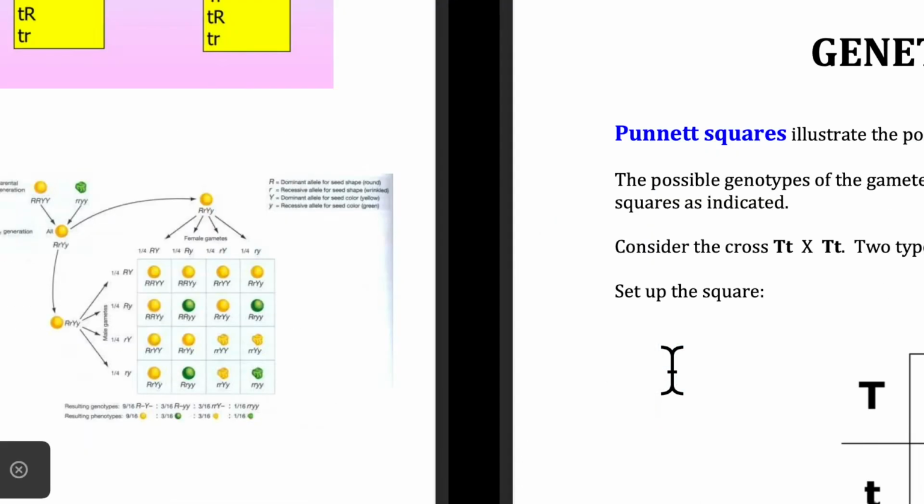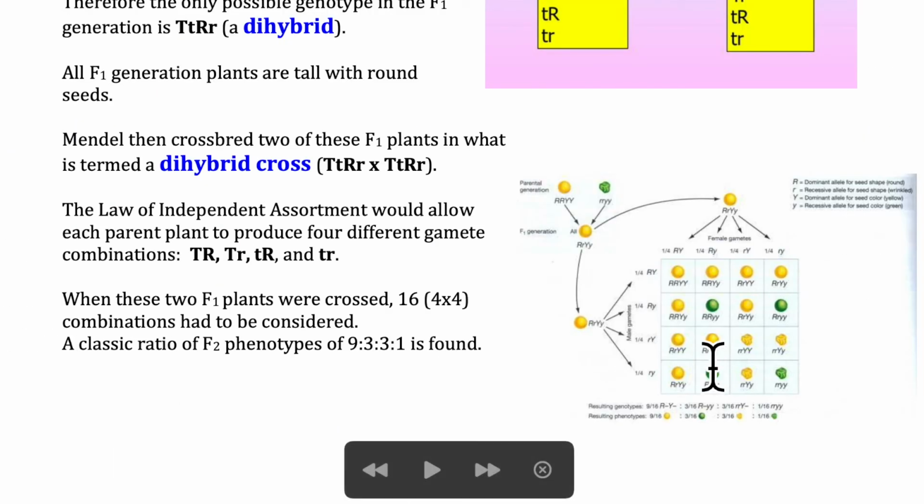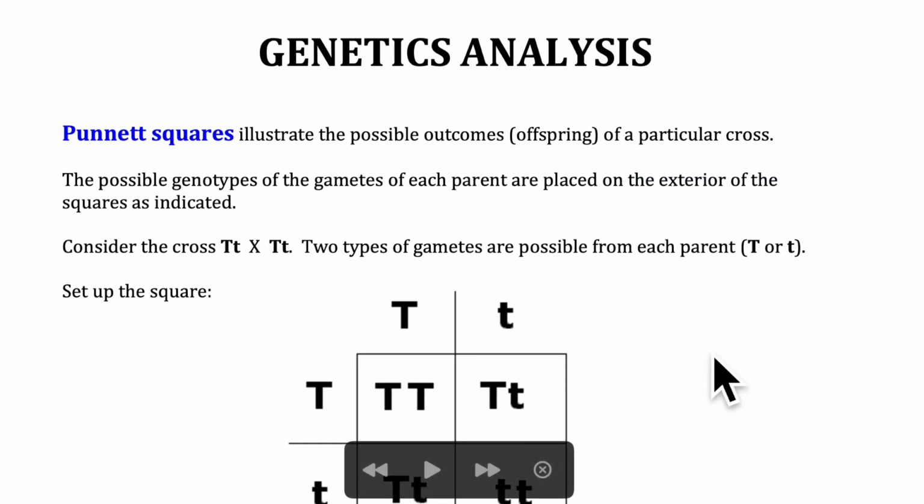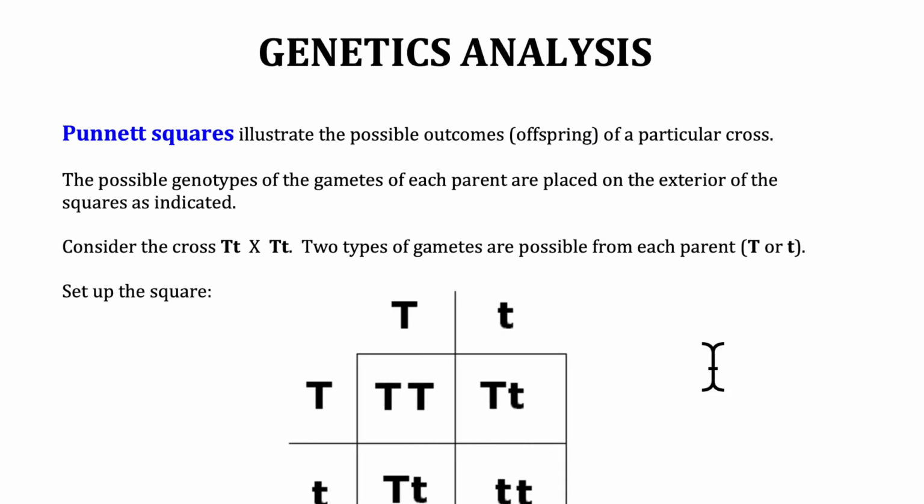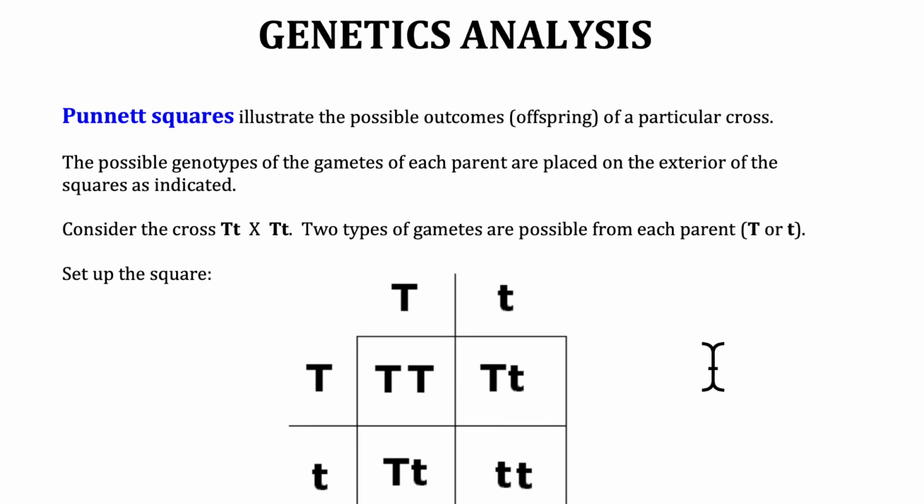The next thing is genetic analysis. Punnett squares. These are extremely important. Punnett squares illustrate the possible outcomes, the offspring, of a particular cross. The possible genotypes of the gametes of each parent are placed on the exterior of the square as indicated. Consider the cross Tt times Tt.